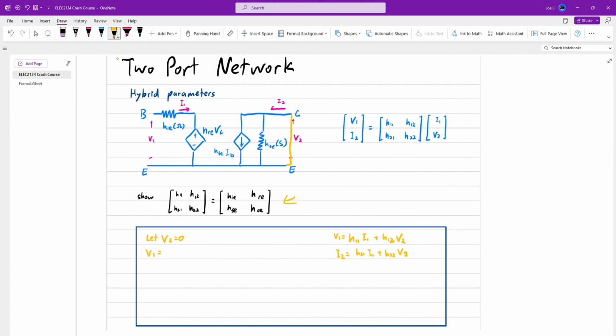Let V2 equal 0. V1 equals I1 HIE. Why is that? Because V1 is here, VC is 0, so this is going to short. This is going to short because VC is 0. So V1 is technically equal to I1 times HIE. So because of this, we know H11 is going to equal HIE, because H11 times I1 equals V1.